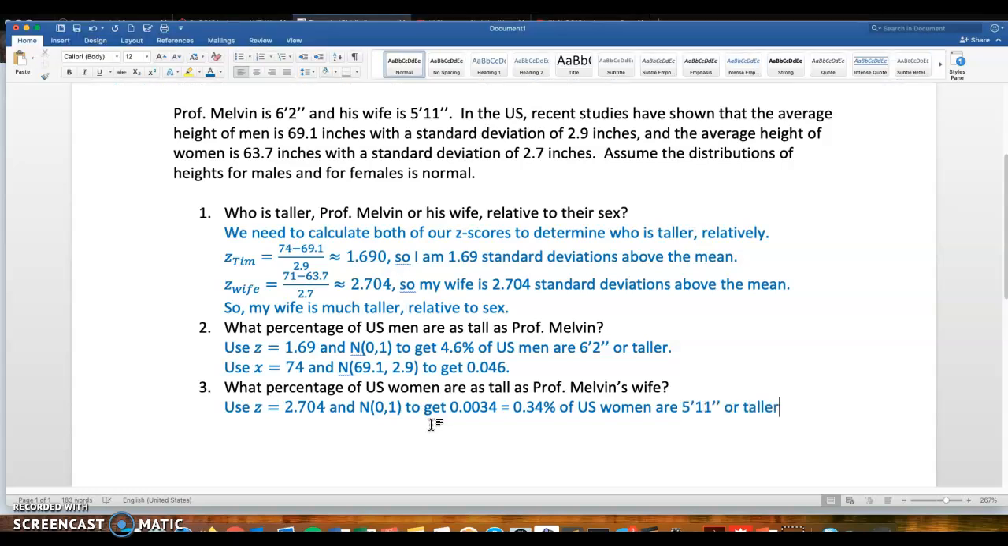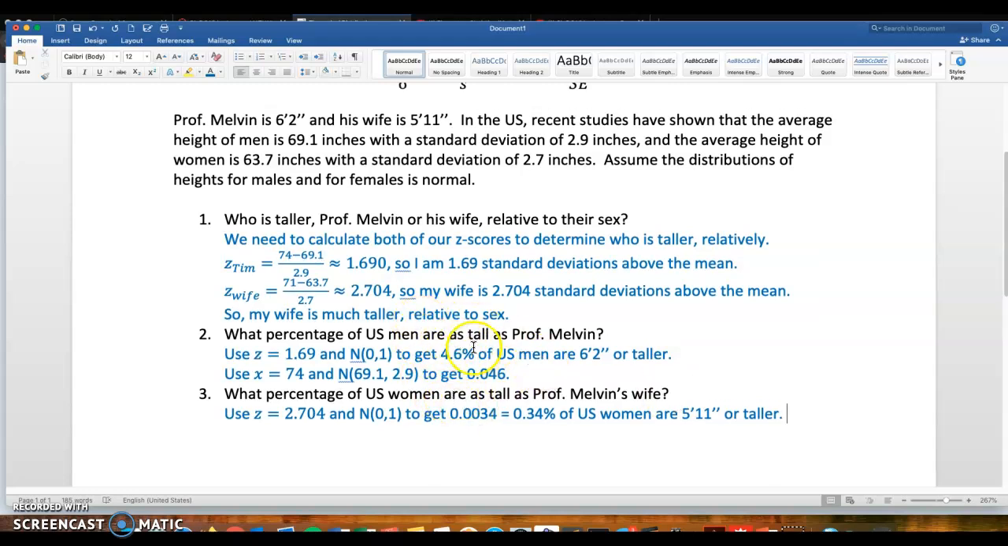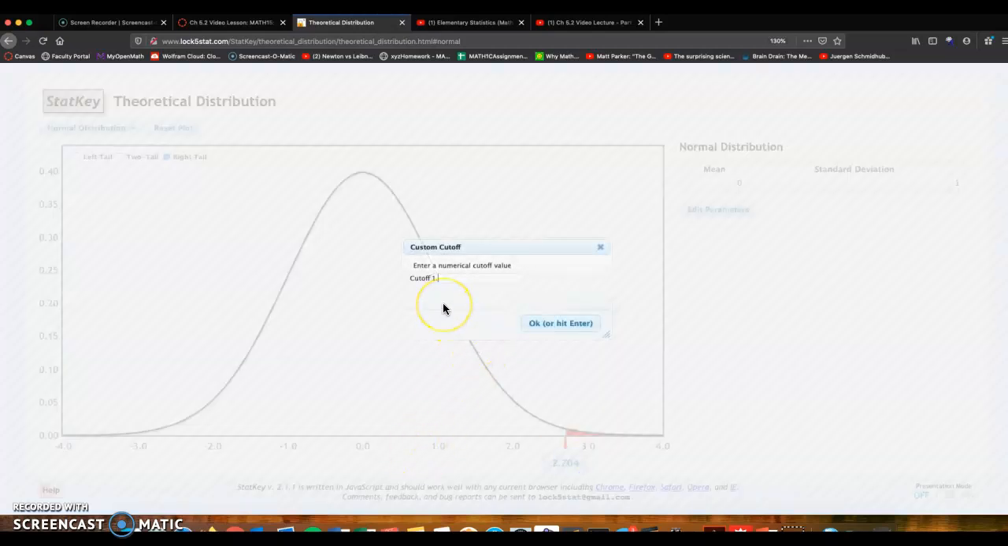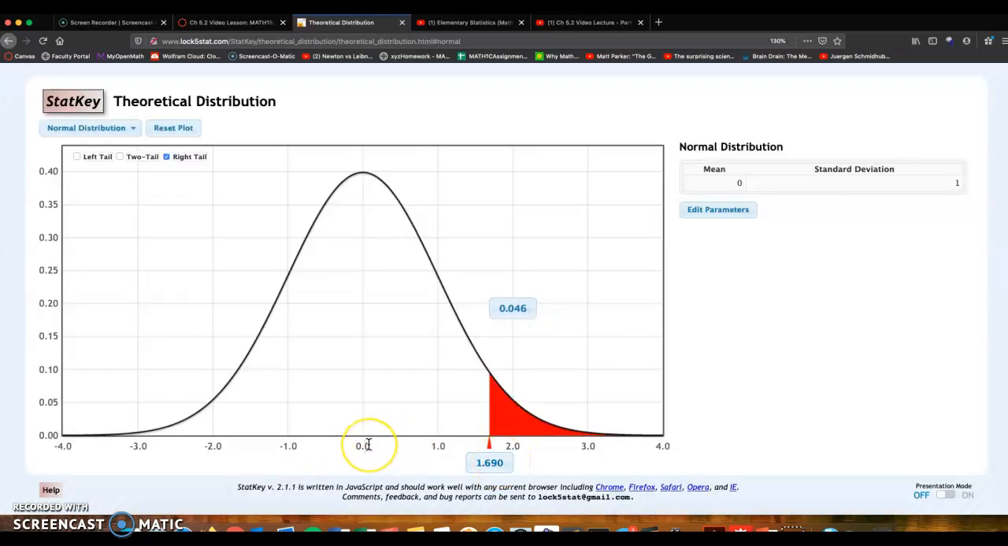are 5'11" or taller. So for me, it's almost 5% of U.S. men are my height or taller. For my wife, it's less than 0.5% of U.S. women are taller. And this is why I generally could find clothing that fits me at most stores, and my wife has to do more special ordering and custom stuff. She's at much more of an extreme end of the tail than I am. So here's my wife, much farther away, and I am the 1.69 z-score, much closer to the actual center.